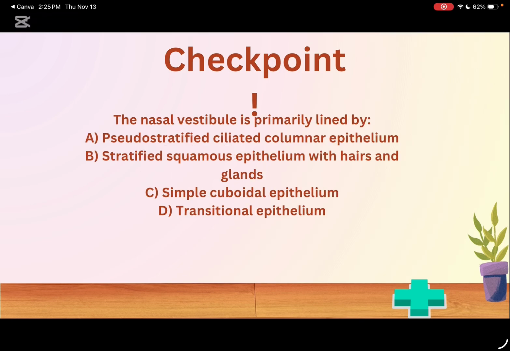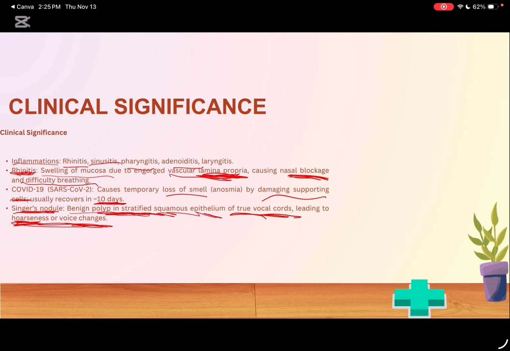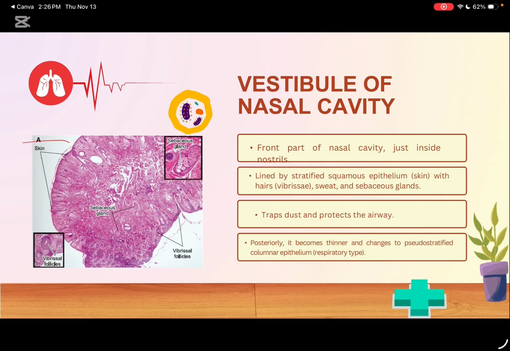I'll let you guys do this question and then I'll solve it for you. The nasal vestibule is primarily lined by what? It is lined by stratified squamous epithelium with hairs and glands. Let's go back and I'll show you. See, stratified squamous epithelium with hairs, sweat, and sebaceous glands.